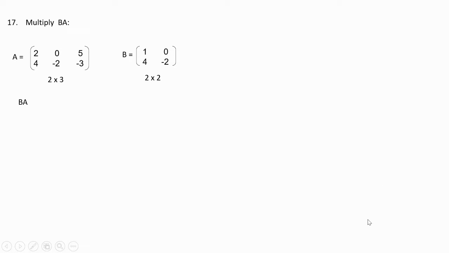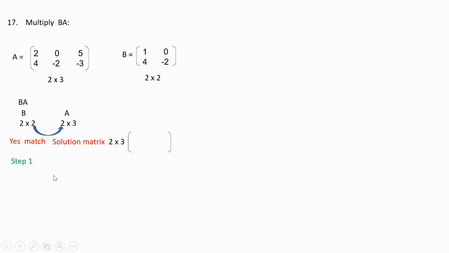Okay, now we're going to multiply matrix B times matrix A. So first, I need to find out if we can actually multiply. Matrix B is a 2 by 2, and matrix A is a 2 by 3. So if the two inner numbers match, then it can be multiplied. And the answer will be the outer numbers. Right? The outer numbers will be 2 by 3.